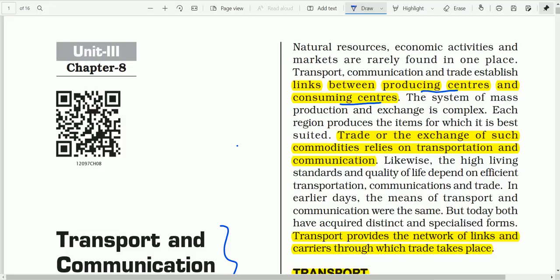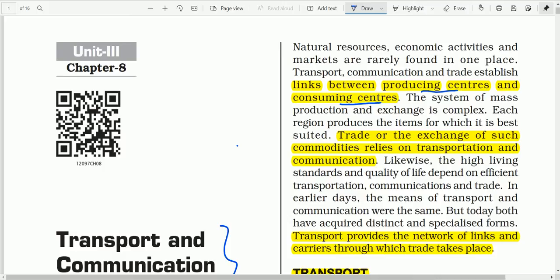The system of mass production and exchange is complex. You know, the system of production in modern large-scale manufacturing is very, very complex. Each region produces items for which it is best suited. Each country produces the item for which it is best specialized. So trade or exchange of such commodities relies on transportation and communication. Likewise, high living standards and the quality of life depend on efficient transportation, communication, and trade.